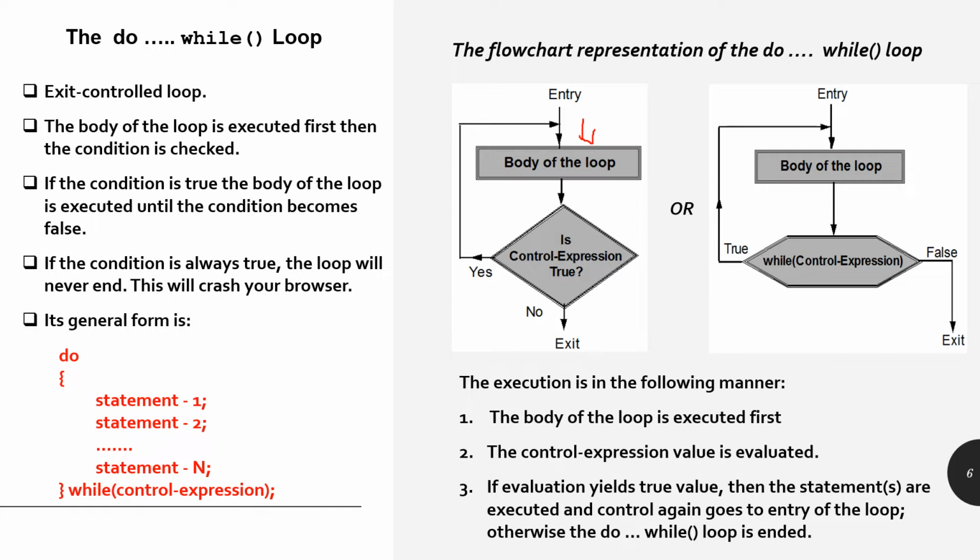This is the difference. Initially this will be executed, then the condition will be checked. The syntax is like this: do, statement, while. But the important thing here is that a semicolon is there. That is important, you have to see. These are the main differences between the while and do-while loops.